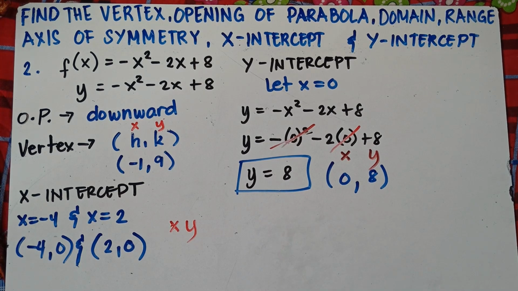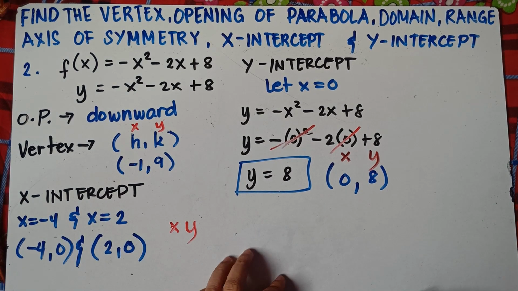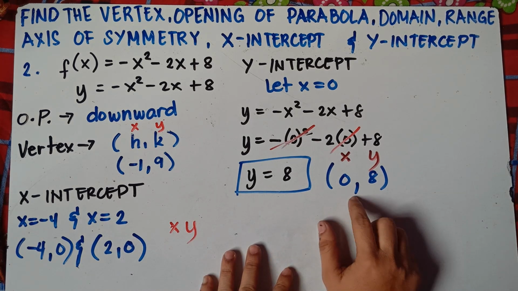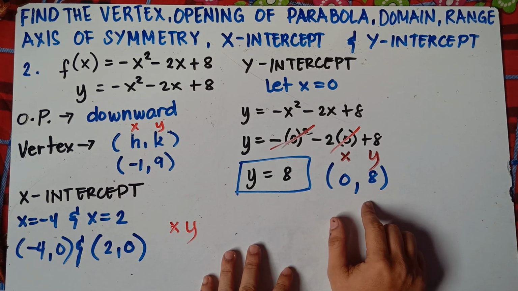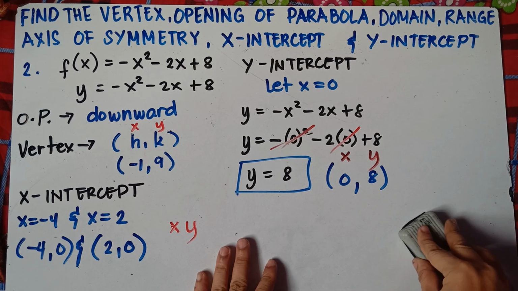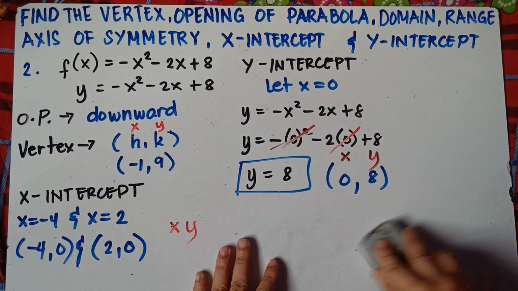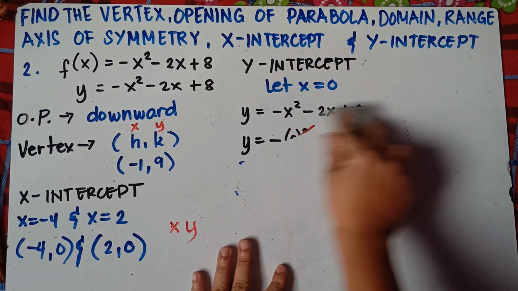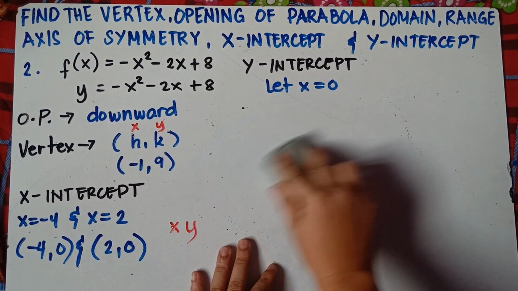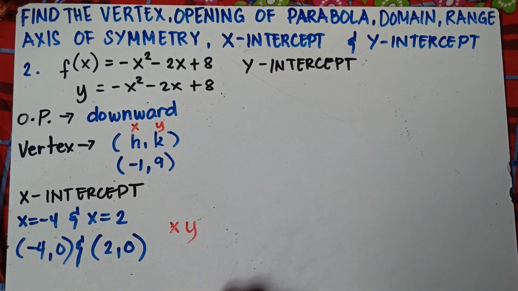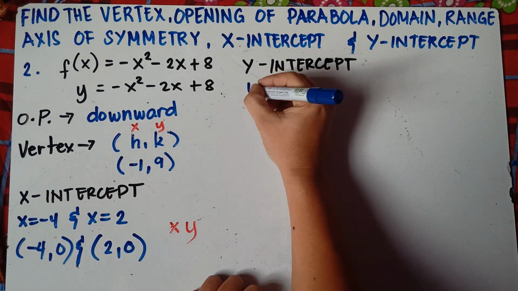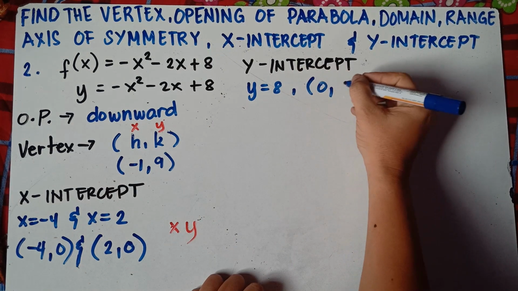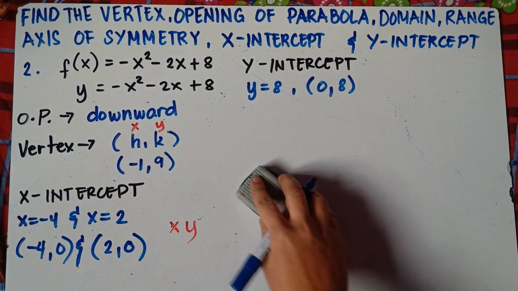Okay, so let's graph, class, so that we can check if the graph passes through this point. So we have 0, then 8. Alright, so let me graph our equation. The y-intercept is 0, then 8. So the y-intercept is 8, or we can write it as 0 for x, then 8 for y.